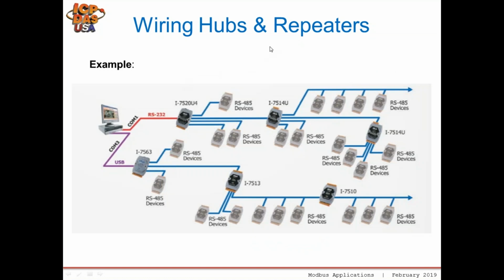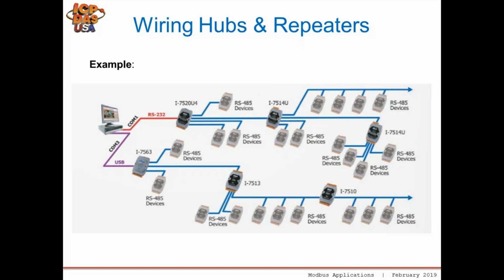This next example is a little bit more complicated. It adds in a few other modules and branches. So for larger networks, it can be used like this, where the I-7513 will allow you to branch off in many directions, but the I-7510 can be used to increase the distance so you can communicate at higher baud rates to all nodes. So all of these would be considered two COM ports.